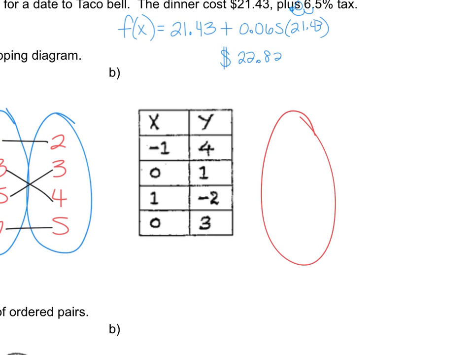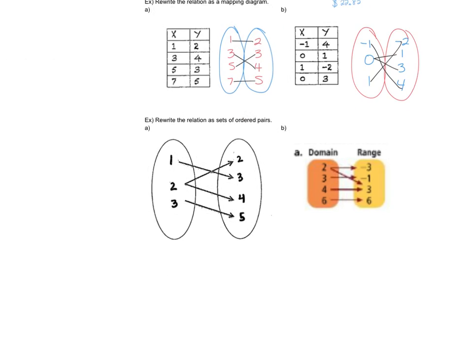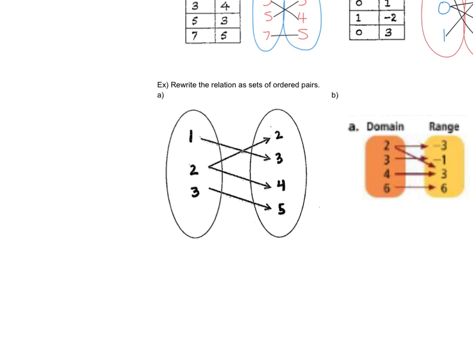Draw your ovals. Oops. Let's try that again. Good enough. Okay, so we've got, remember, least to greatest, so -1. We've got 2 zeros, so we only write them once, and then 1. The next one is -2, 1, 3, 4. Let's draw our lines. There you go. Oops. Okay, right now, write the relations as a set of ordered pairs.